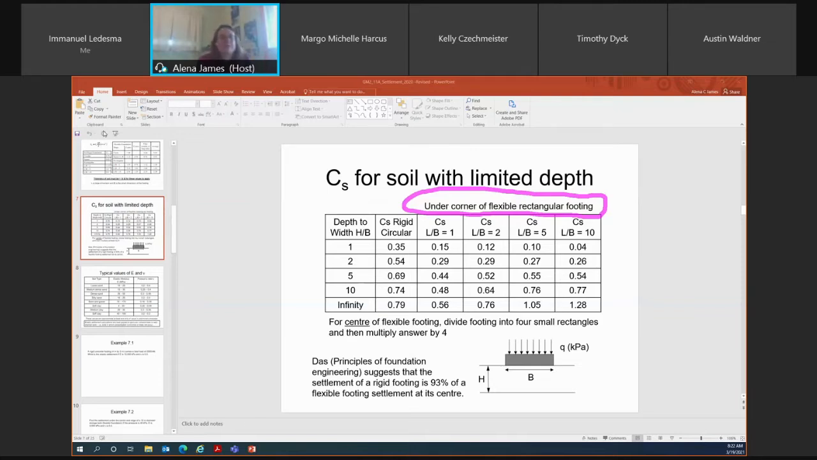But yeah. Okay, so DAS does indicate that settlement of a rigid footing is 93% of the value that settlement would be for a flexible footing at its center. So a rigid footing would have slightly less settlement at the center than a flexible footing would.